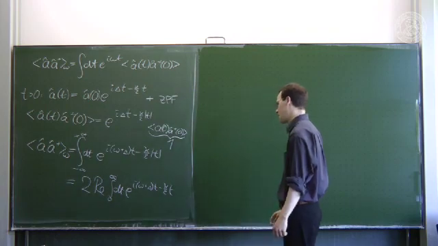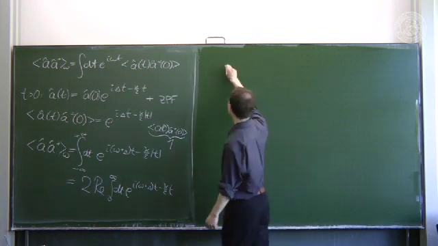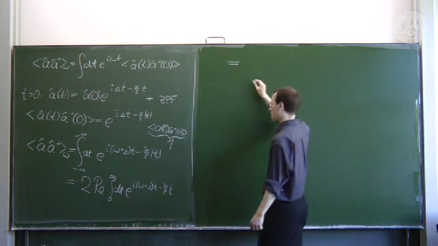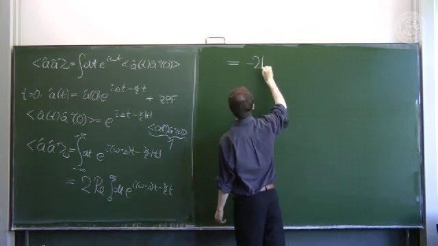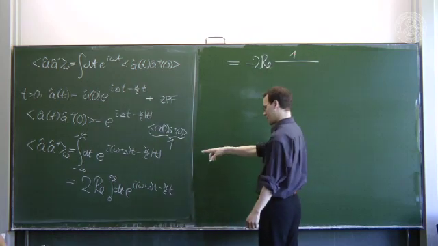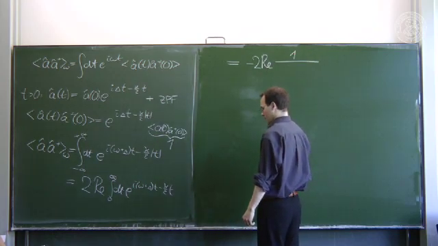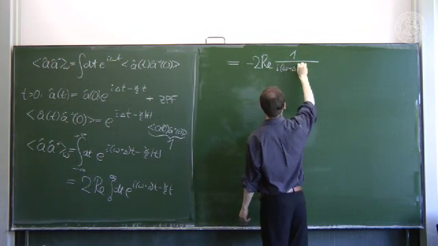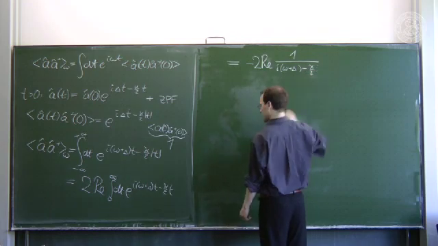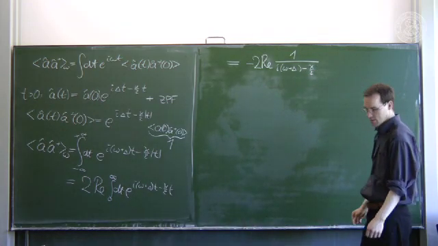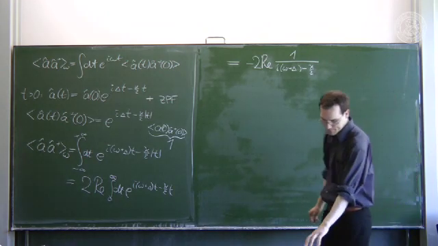Okay. So what is that? This is simply minus 2 times the real part of 1 over the exponent without the time.